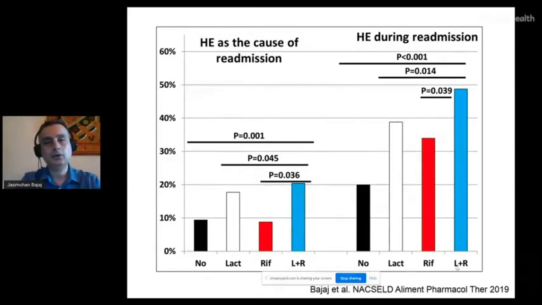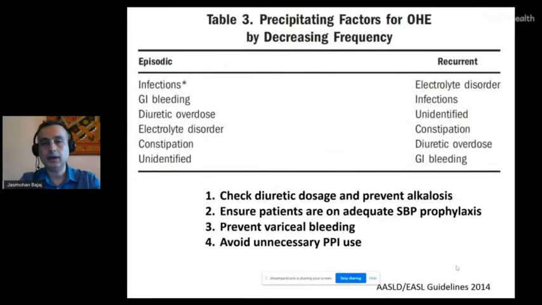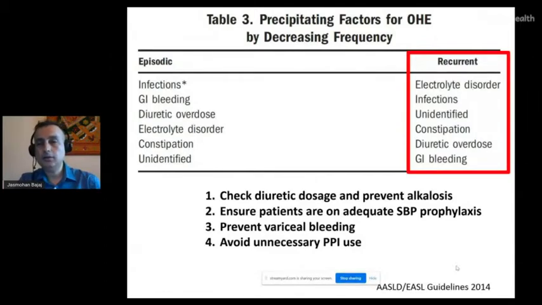Again, as I said, I'm not going to focus on any other medications at this point, because these are the ones that currently are in the guidelines across the world. What about persistent and recurrent precipitating factors? We already talked about the medications that are used. So what are the persistent and recurrent precipitating factors? According to the guidelines, here are the recurrent ones: electrolyte disorders, infections, of course, unidentified, constipation, diuretic overdose, and GI bleeding.